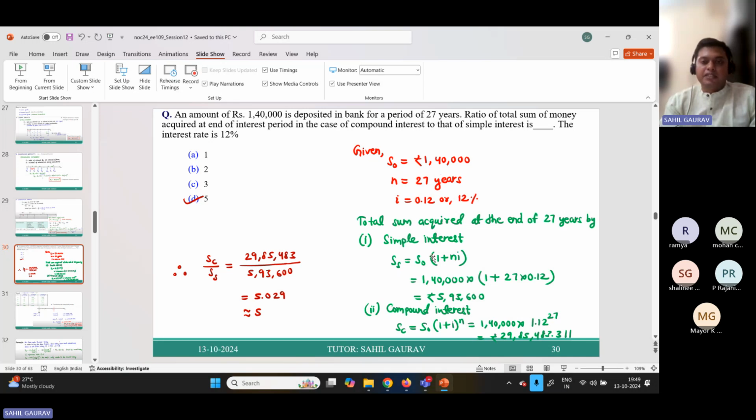So first we will see the amount of money that will be acquired at the end of 27 years with simple interest. It will be this expression S naught into 1 plus Ni. So it will be 5,93,600. While with the compound interest, the amount will come as 29,85,483. So here you will get the ratio of the total sum acquired in the 27 years by the different methods, which will be 5.029. So it is approximately equal to 5. So the correct answer is 5.